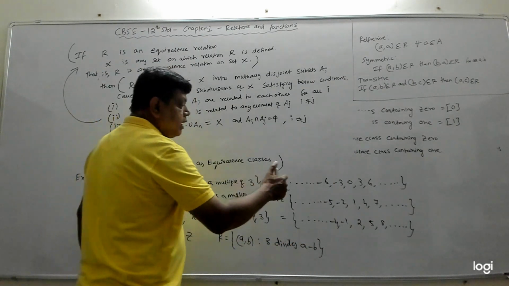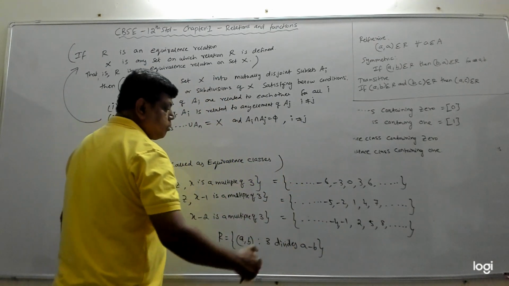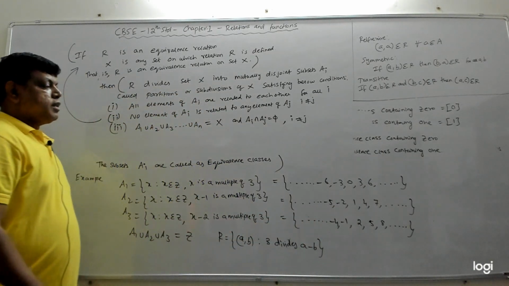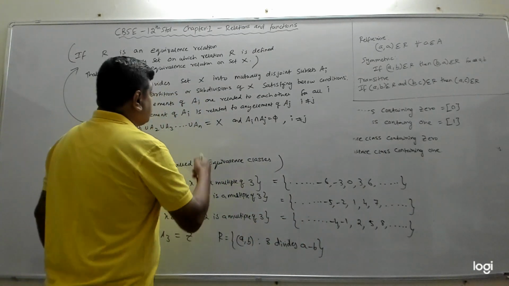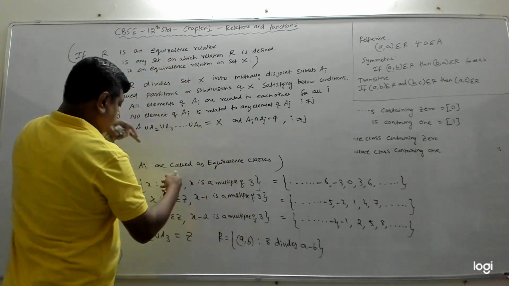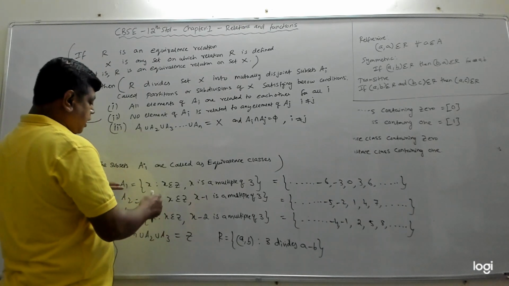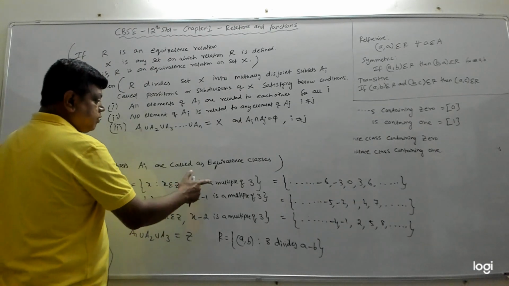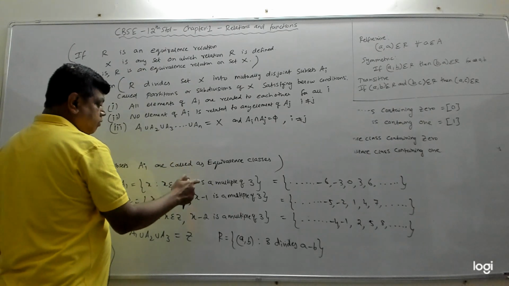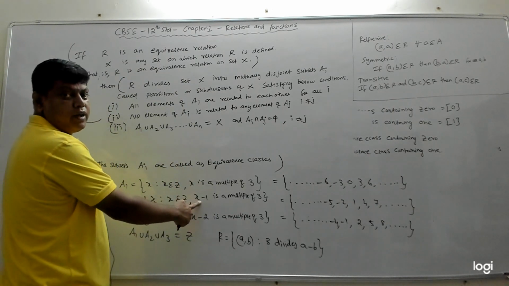So which means every element of this set is related to every other element. Similarly, every element of this set is related to every other element. So we have a relation R that divides X into three partitions or subdivisions, and each of these subdivisions satisfies the condition that every element in this set is related to every other element. Similarly, every element in this set is related to every other element.